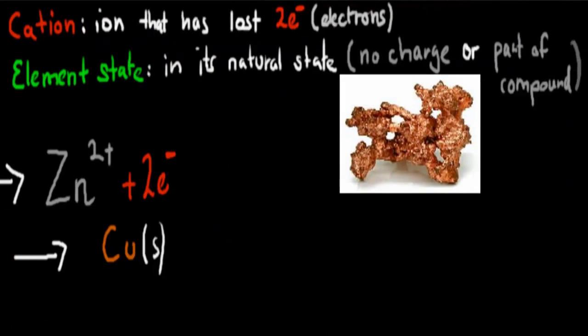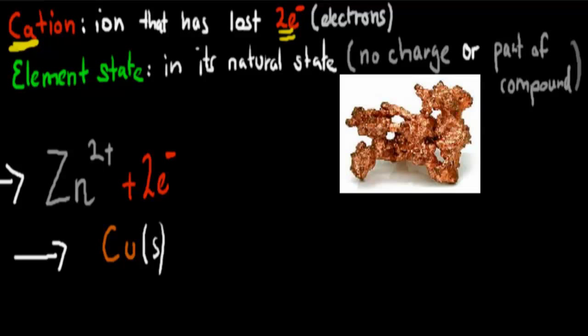And then before we start again, I want to make sure we go over two different words that come up in this video. Cation. So a cation is an ion that has lost two electrons. So ion, any ion, is anything that has lost or gained electrons. It's not neutral. And cat means lost.